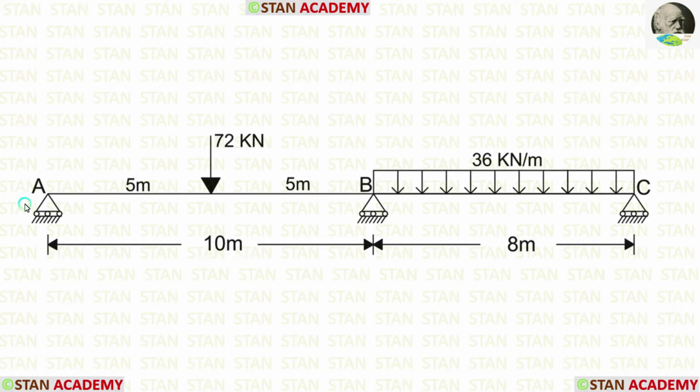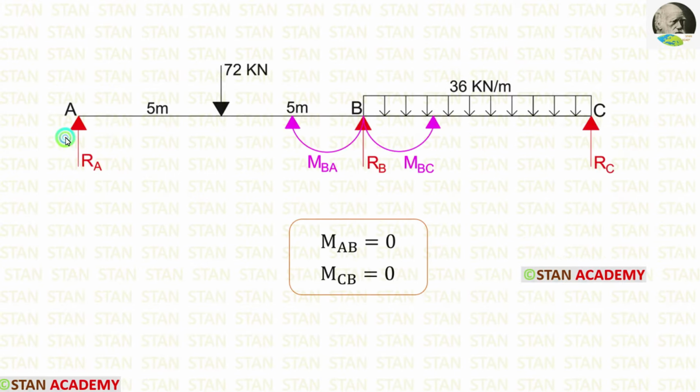There are three supports in this beam, in the point A, in the point B, and in the point C. All the supports are roller supports. In the point A and in the point C, we are having roller supported ends. In the roller supported end, there will be no movement, only there will be the vertical reactions. So in the point A, MAB will be 0 and in the point C, MCB will be 0.